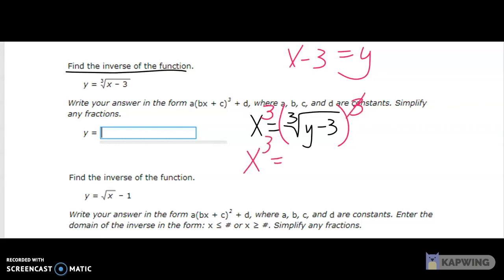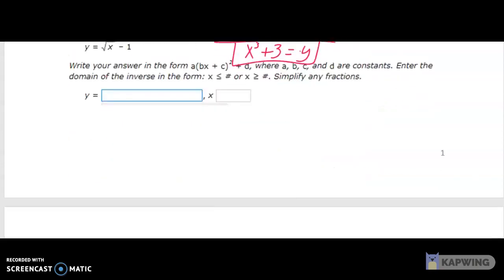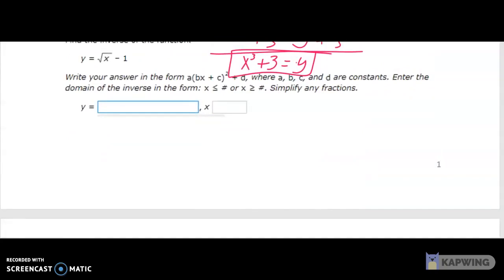So x to the third, that 3 and that 3 take each other out. So y minus 3, we add 3. X to the third plus 3 equals y. Okay, so on some of these, they're going to give you a little bit of trouble, but I'm going to try my hardest to explain it. But please ask me whenever we get into class if you need help with these, because I definitely understand why it could be difficult. It's going to take me just a little bit of time to explain it, but once I get there, hopefully you'll understand.